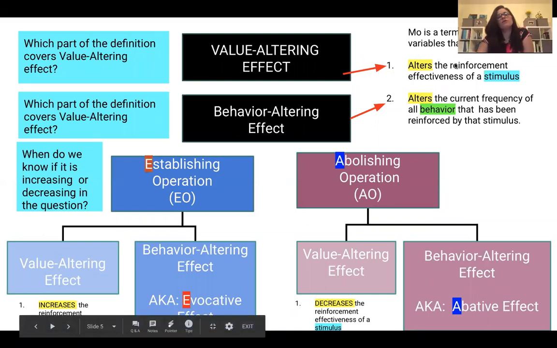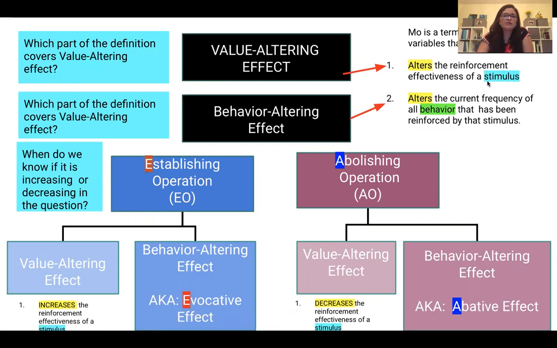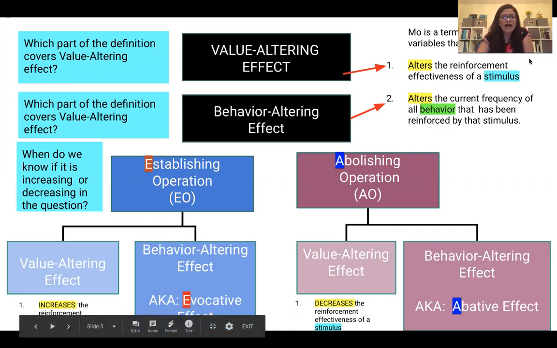Yeah, the clue is the ones that I keep highlighting. The clue is value altering effect is something that is talking about stimulus. Behavior altering effect is talking about behavior. Correct. And when you want to know, is it EO or AO, then you're going to look at that plus, is it increasing or is it decreasing? But we're going to practice more.